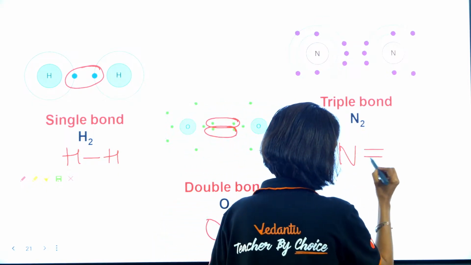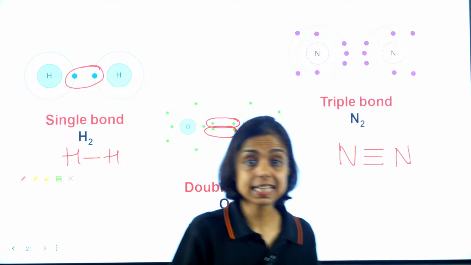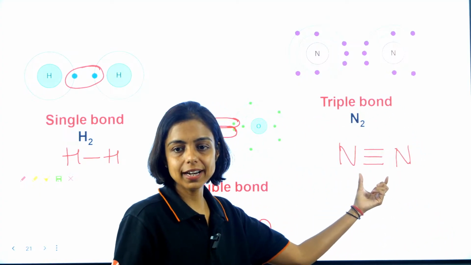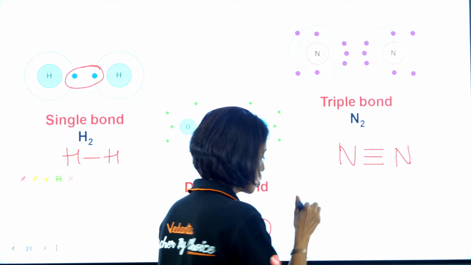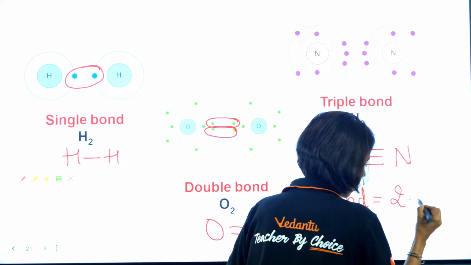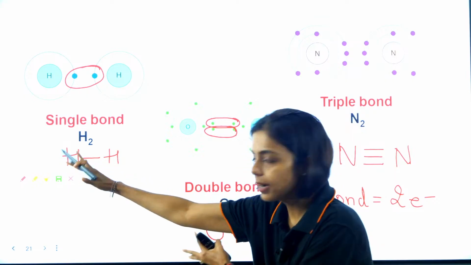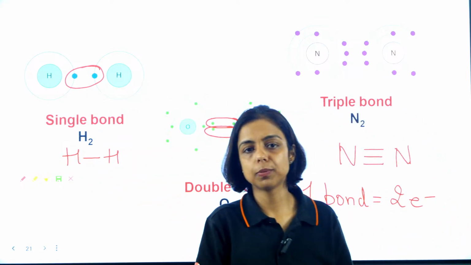Nitrogen, triple bond. One bond means 2 electrons, so 3 bonds mean 6 electrons are involved in bonding. Got it? So it can be a single bond, a double bond, or a triple bond.